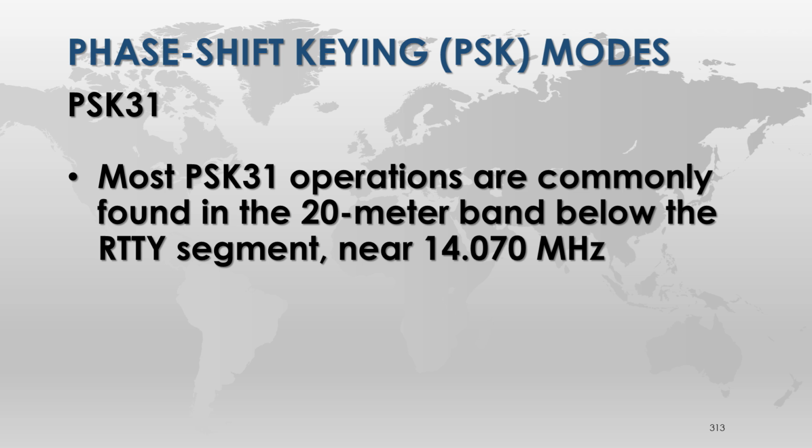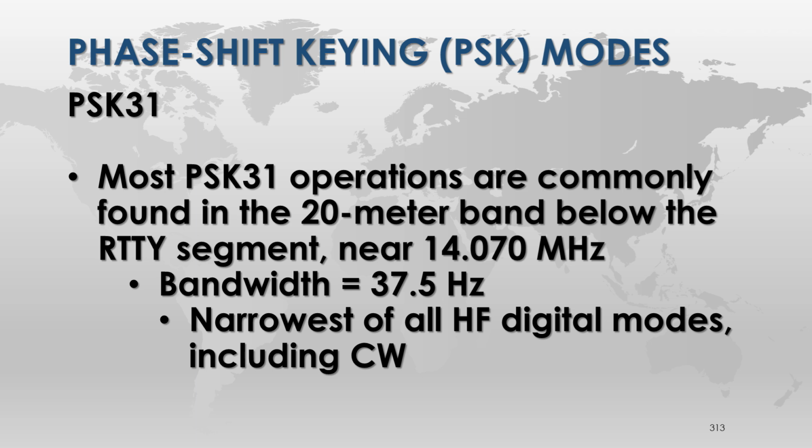Most PSK 31 operations are commonly found in the 20-meter band, below the RTTY segment, near 14070. Bandwidth is 37.5 hertz, still narrow. It's the narrowest of all HF digital modes, including CW. So this is the one that will squeeze through that little tiny hole.